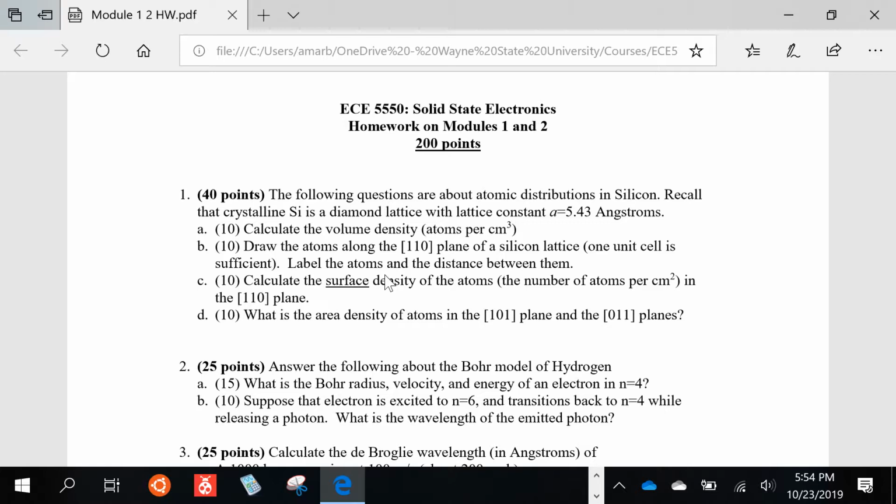Would we have to have memorized the different atomic structures, like face-centered cubic versus diamond lattice versus square lattice? Yeah, I would expect you to know that. Remember, you can bring 1 page of notes front and back.